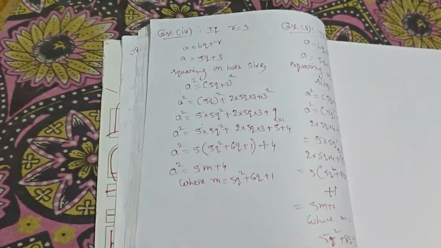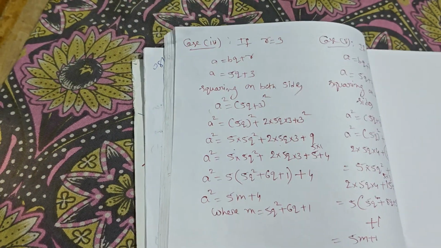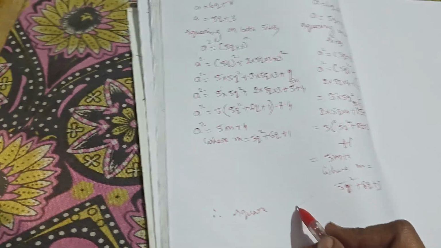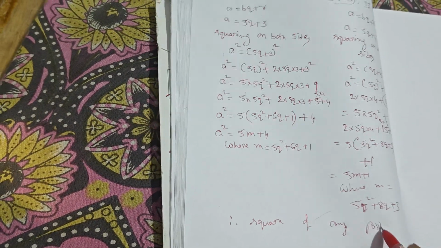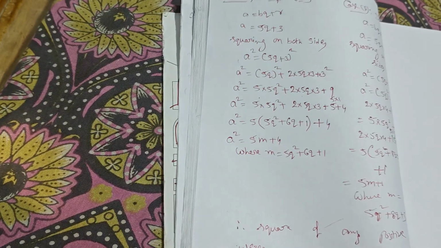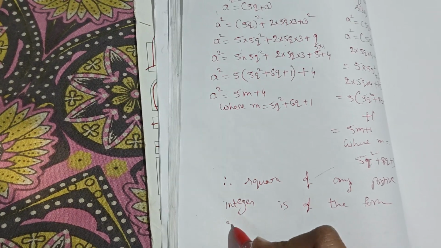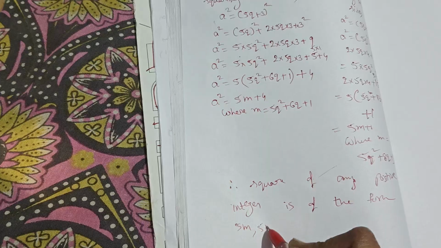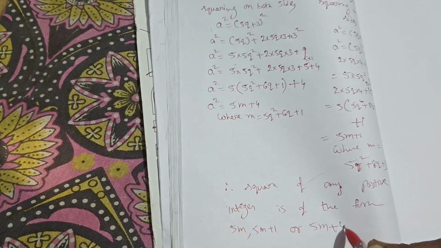So from all the cases, what can we say? Therefore, the square of any positive integer is of the form 5m plus 1 or 5m plus 4. That one only we have to get as answers. We got it, no? Did you understand, children?